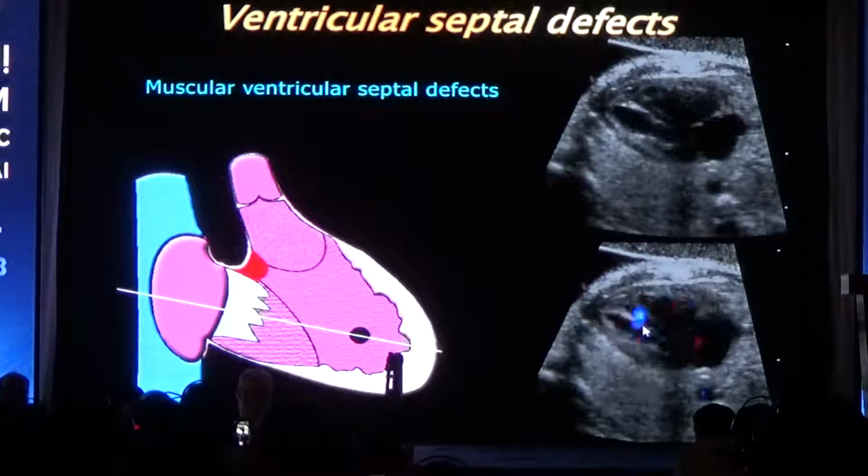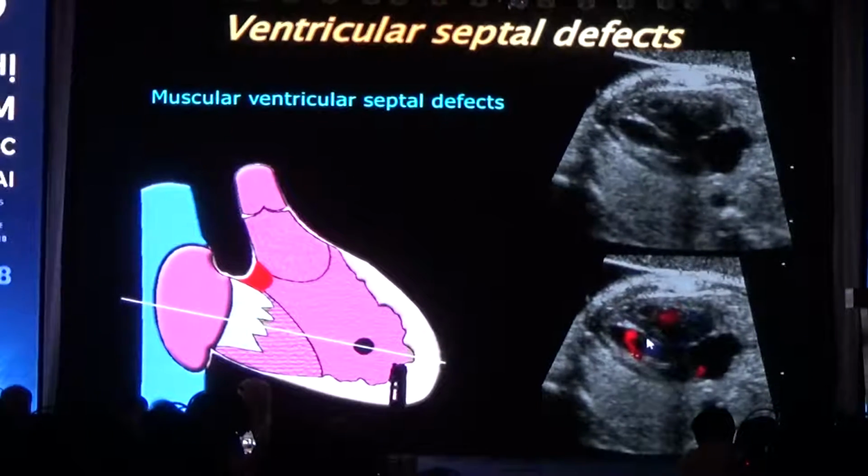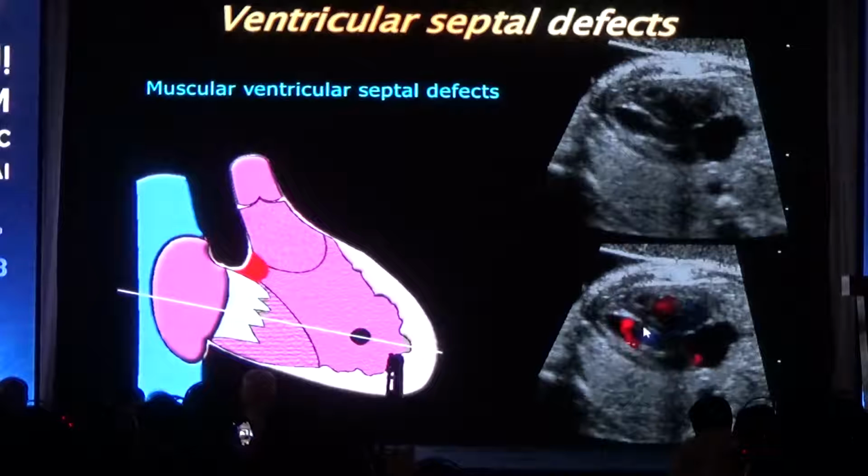It's blue and red. What does that mean? It means it's bidirectional. Ventricular septal defects in the child are always unidirectional. They go from the left ventricle to the right ventricle. In the fetus, that's not true. They go from the left ventricle to the right ventricle during systole, but they go from the right ventricle to the left ventricle during diastole. So fundamentally for the fetus, it really doesn't matter that they have a ventricular septal defect.